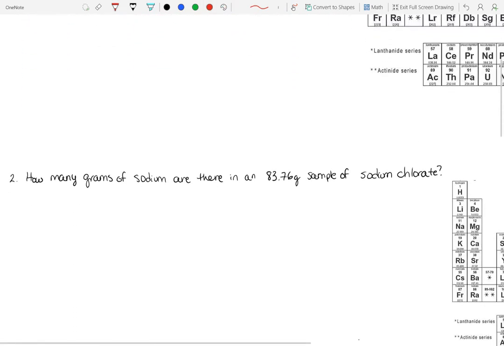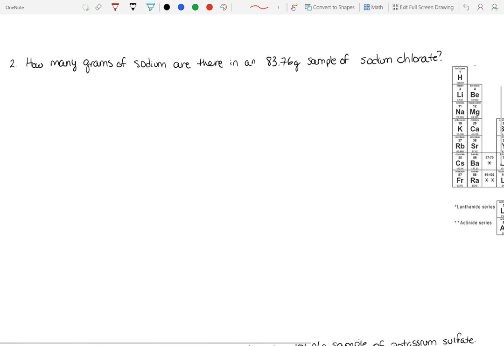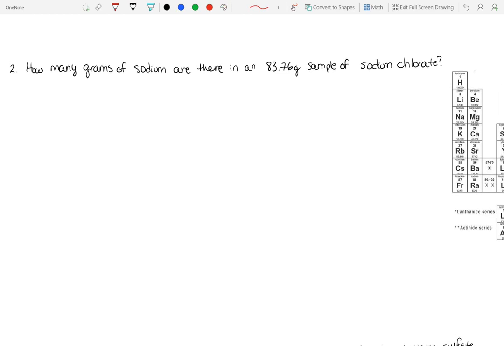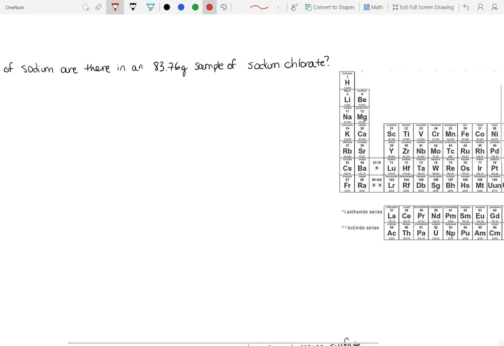Let's move on to the next one here. So how many grams of sodium are there in a 83.76 sample of sodium chlorate? Okay, so now the first thing you need to do is obviously ask yourself, what is sodium chlorate? What's the formula for that? Well, just a quick refresher.